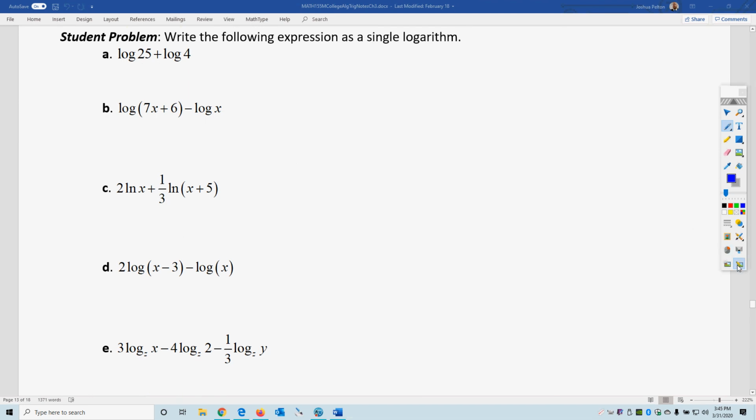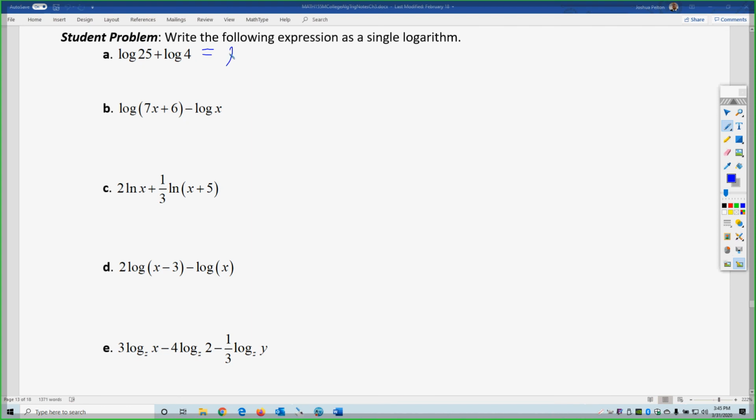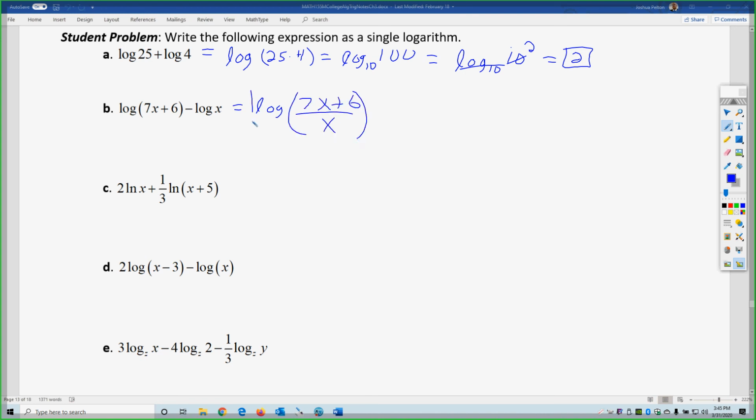Okay, first one, addition, so it's a product rule. They have the same base, so this will work. 25 times 4 equals log of 100, but this is a common log since there's no base specified. So this is really log base 10 of 10 squared, which cancels, leaving you with a 2. All right, next one is subtraction, which is a quotient rule. So it's log of 7x plus 6 over x.